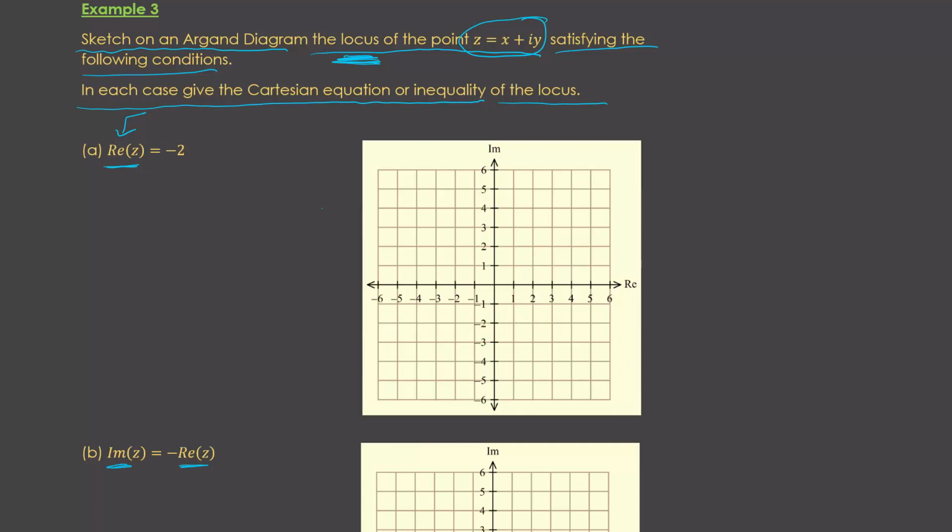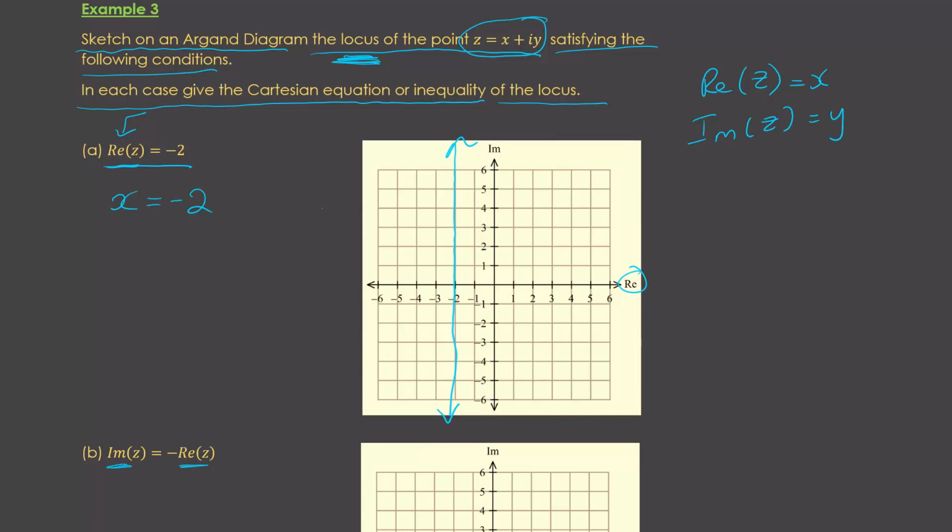The reason that they exclude Re(z) and Im(z) as part of your statement is that the real axis here is the x-axis. So it's very easy just to say, well, Re(z) is equal to x and Im(z) is equal to y. So when I see Re(z) is equal to -2, I can replace that quite easily by x equals -2. And then I can just draw on the line x equals -2. And that is my locus.